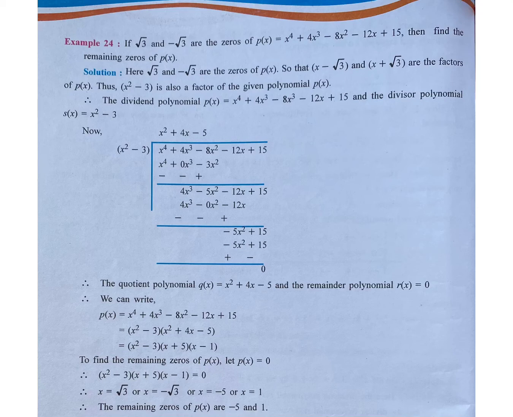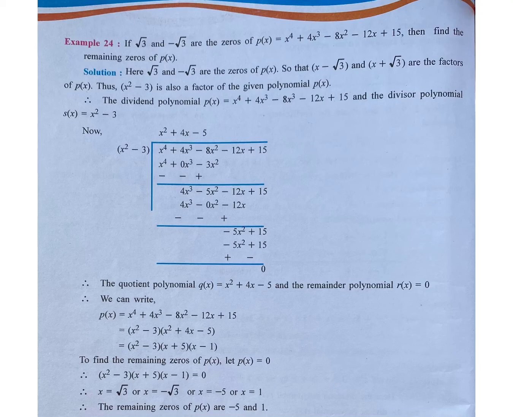You will get x square, which is the first term of the quotient. Now for division, multiply x square by x square. You will get x raised to 4. X square with minus 3 will get minus 3x square. Here you can see that there is no term containing x cube, so here it is written plus 0x cube. Now the next step is we have to change these signs.